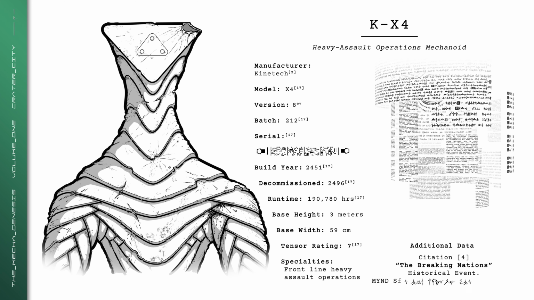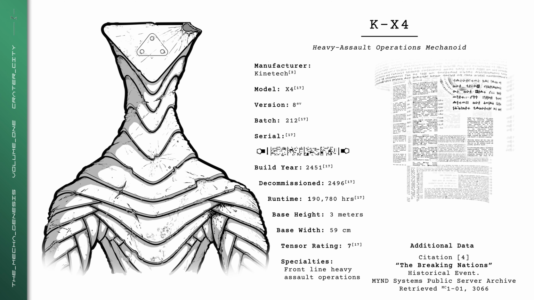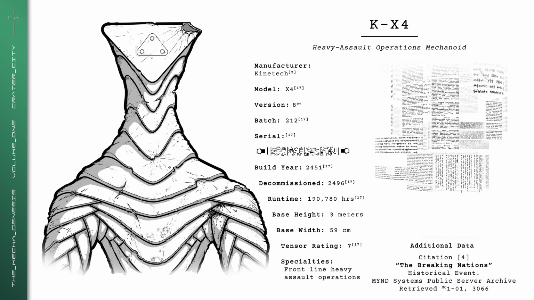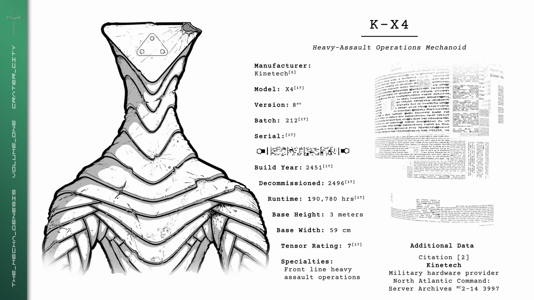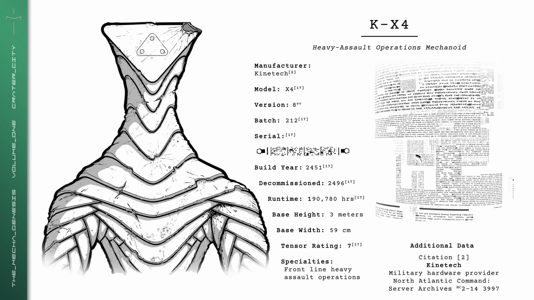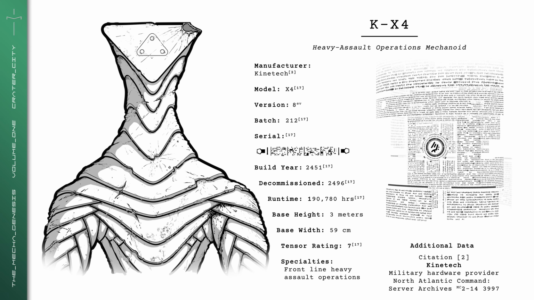It had been many years since the Breaking Nations, and it was common to see decommissioned military mechanoids from that era filter through to underground civilian markets. The manufacturer, Kinetic, was a private defense company that produced a variety of special forces mechanoids and other military hardware during the 23rd to 26th centuries.